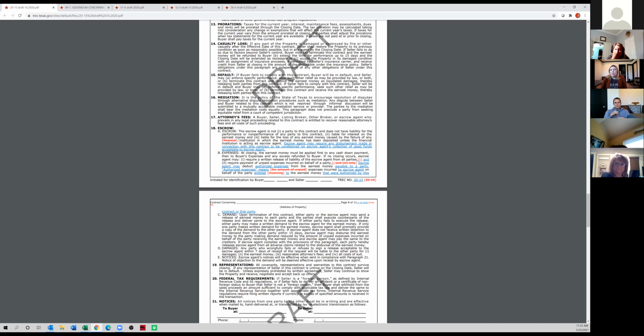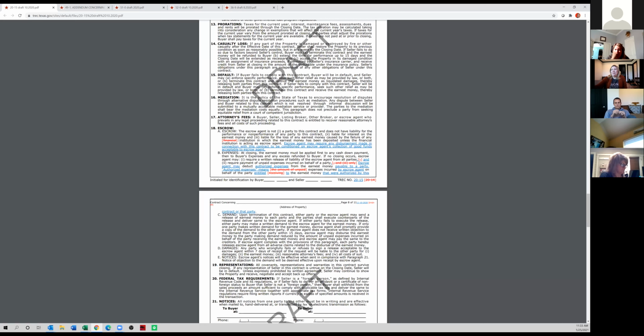Mediation, attorney's fees. I'm going to skip down to escrow. Paragraph 18, escrow. It determines that the escrow agent is not a party to the contract and does not have liability for performance or non-performance under the contract.